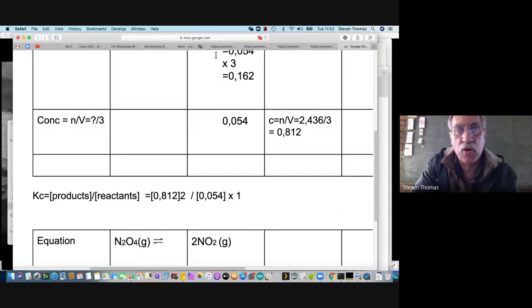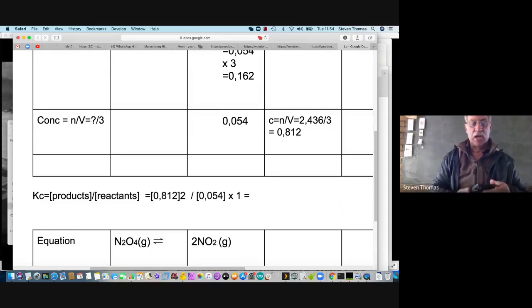So let's just go back to the question. There's your Kc for this reaction. Let's just work it out as an answer. So we got 0.812 squared divided by 0.054.